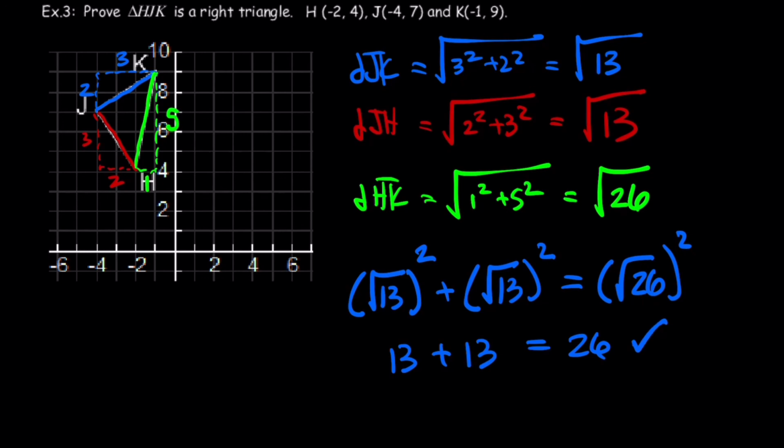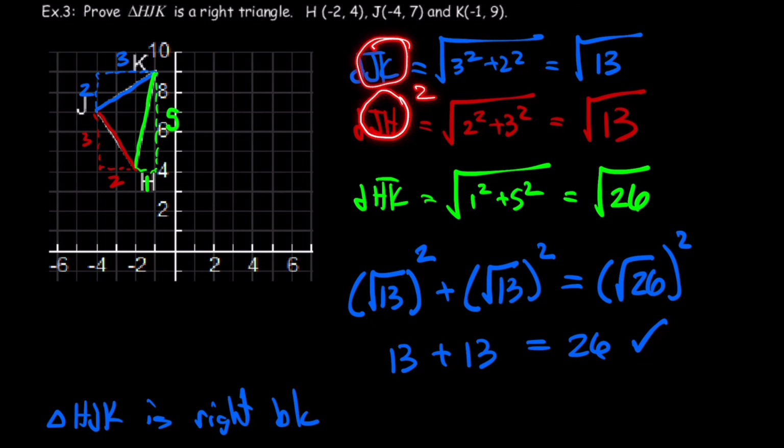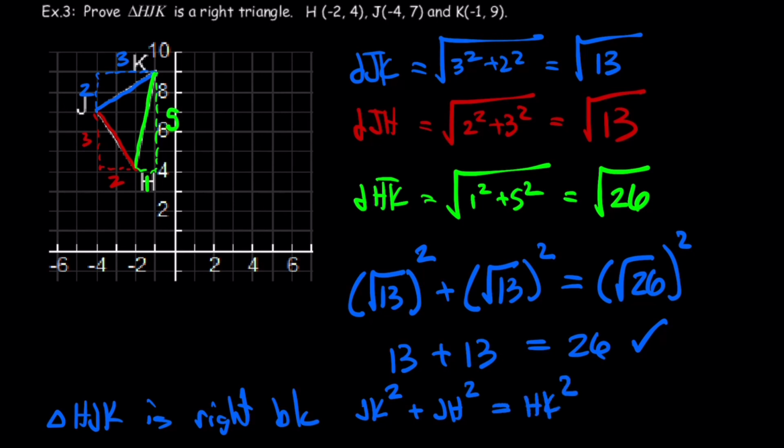Now, how do you explain it? It's a little bit harder to explain. I would say triangle HJK is right because you can't just say a squared plus b squared equals c squared. You have to list the actual sides. JK squared plus JH squared equals HK squared. All right, so use those. JK squared plus JH squared equals HK squared.